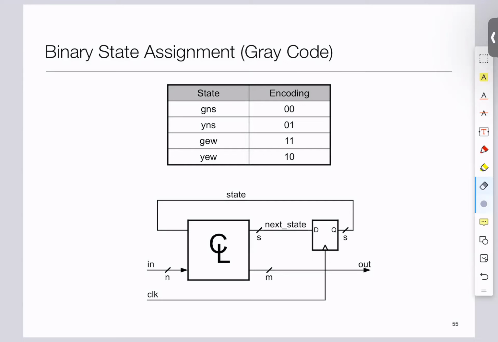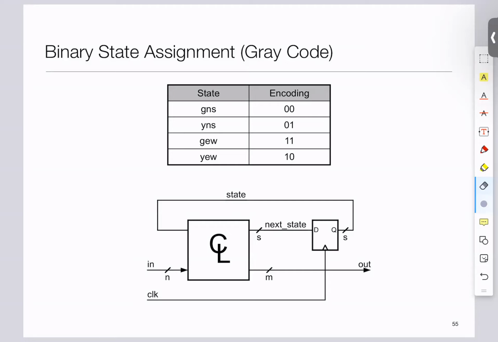The only thing you can do is, for these small problems, try out all 4 factorial possibilities. So that's 24 possibilities, and then see which one works the best. Now, one help here is GNS is a default state, so it makes sense to give it 0, 0, but then I'm still left with 3 factorial, so 6 possibilities. I'm still going to try them out. Okay, so let's see how we work with that.